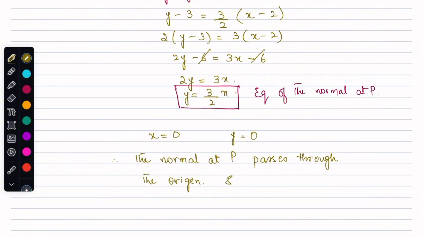And this is shown. So this is what the concept of stationary point and second derivative is.